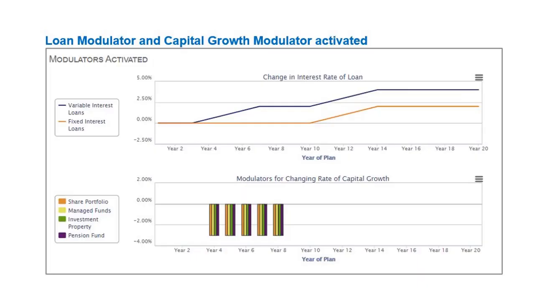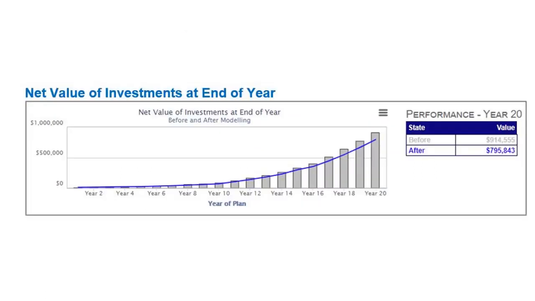Here is a sample of the graphs displayed with the default options for capital growth and the loan modulator selected. First, the report will show which loan modulator and capital growth modulator has been activated. Let's review each of the 8 graphs. Note that the graph shows a before and after. In addition, the performance at the end of the year is also displayed.